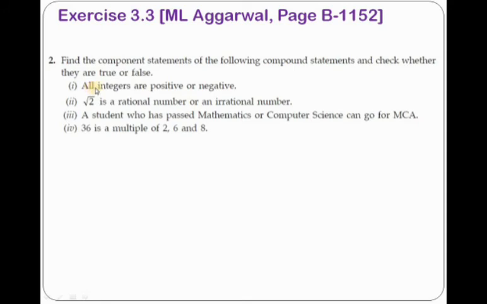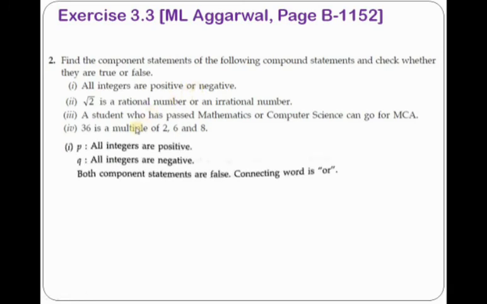Number one says all integers are positive or negative. Obviously the statement is connected using "or," right? As I said, a statement will be written as a small letter. So small p, one of the statements that can be derived from this, is all integers are positive. And what will be the other one? All integers are negative, right? Both component statements are false here, right?